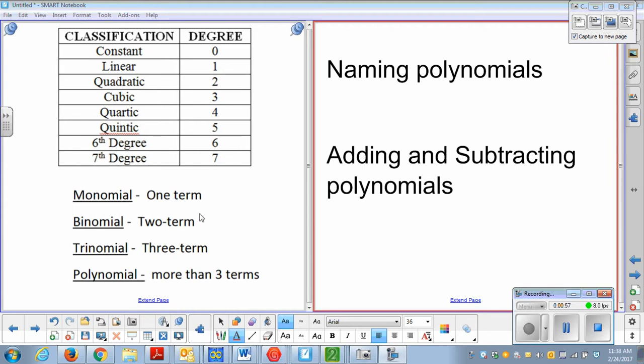The next thing you want to name it with is how many terms. If it has 1, it's a monomial, 2 binomial, 3 trinomial. And if it has more, say that it's a polynomial with 4 terms or a polynomial with 5 terms. Okay, let me show you a couple of examples.